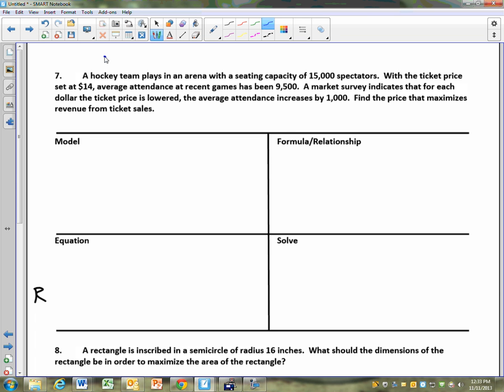Does that sound like a good idea? Does that sound like something you'd maybe do in the real world? It sure does. So let's talk about revenue real quick. What is revenue? Money. Money brought in. So if I'm at the hockey game, how do I calculate the amount of money that I brought in?